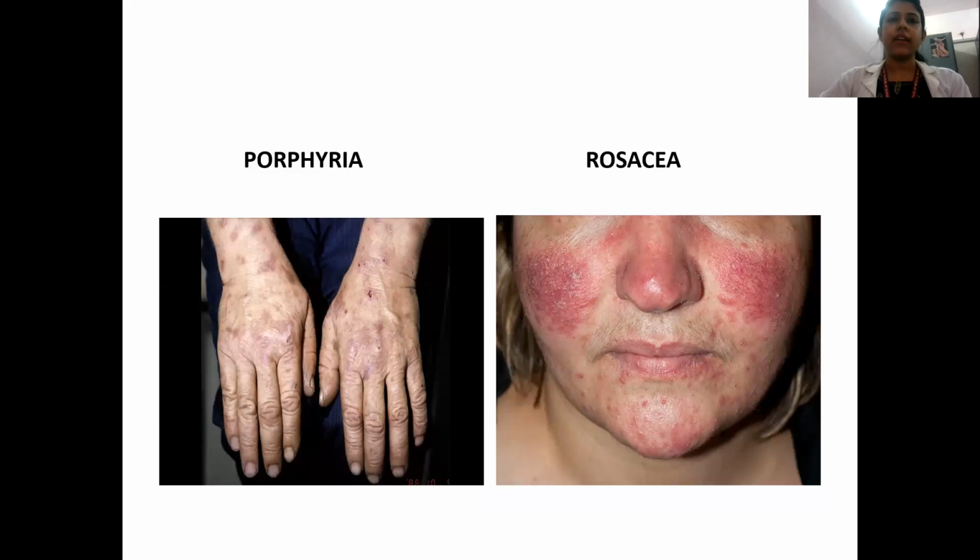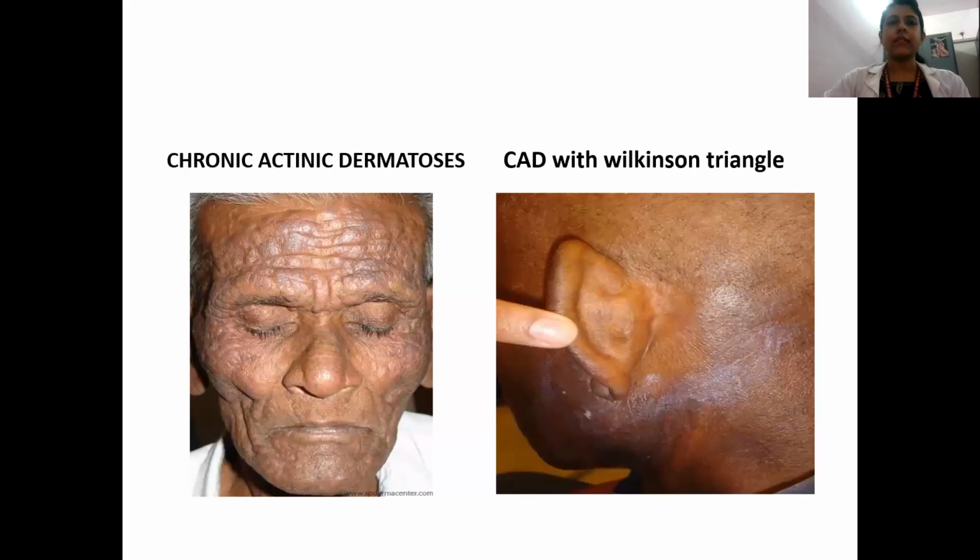Here we can see porphyrias on the left side. On the right side, we can see rosacea. So all these people have a burning sensation when they get exposed to sunlight. They're very much sensitive to sun exposure. Then CAD, chronic actinic dermatitis. Even exposure to artificial lights can produce problems in people who have a tendency to develop chronic actinic dermatitis. This is CAD with the Wilkinson triangle behind here.